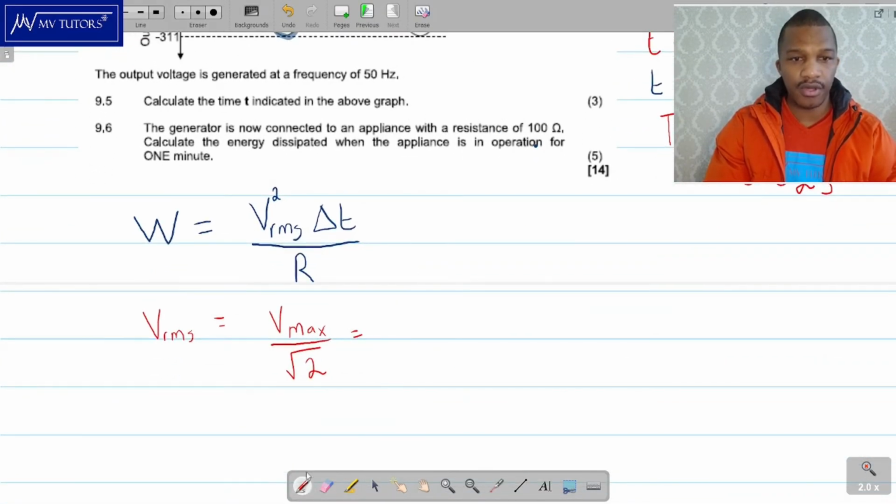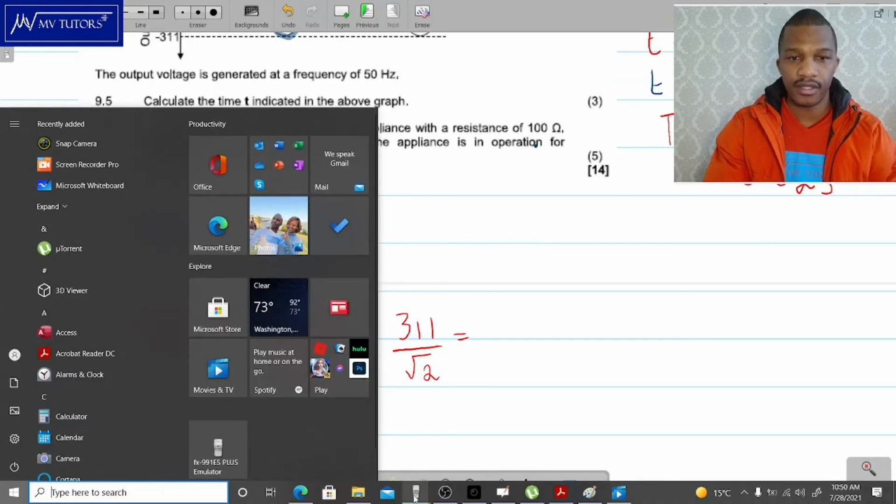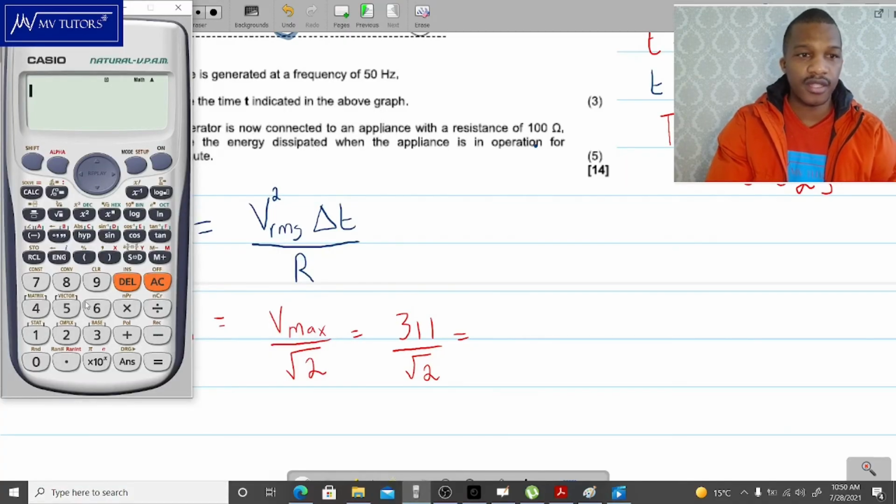Okay, so we can complete this. It's 311 divided by square root of 2. All right, we need our calculator again. There it is. Let's delete that one. We just need one of them. Okay, so we have 311, and then underneath we have the square root of 2. What do we get? We get 219.91.